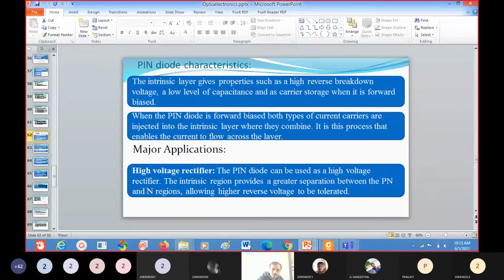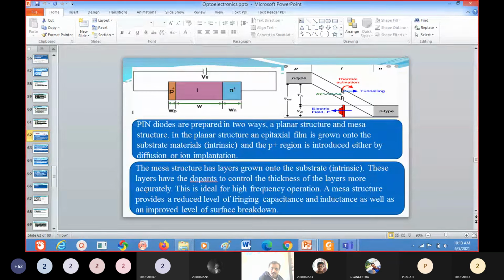Yesterday we discussed the PIN diode: positive, intrinsic, negative diode. The main advantage of the PIN diode is that the width of the depletion layer increases, compared to the normal PN junction photodiode. So for this PIN photodiode, the depletion layer width increases.